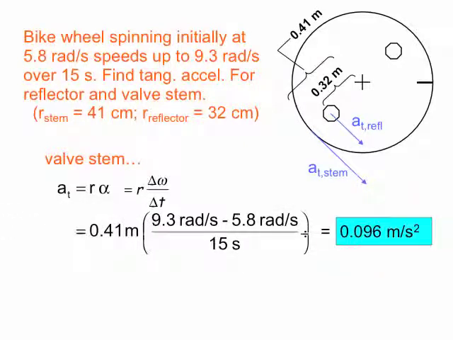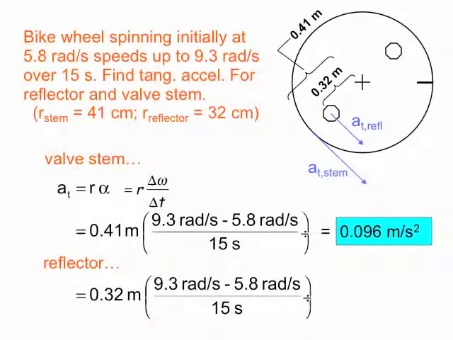And we get 0.096 meters per second squared for the valve stem at 0.41 meters radius. For the reflector, its radius is less, 0.32. We use all the other same numbers, and we're going to get an acceleration of 0.075 meters per second squared. So it's not going to take off as fast.